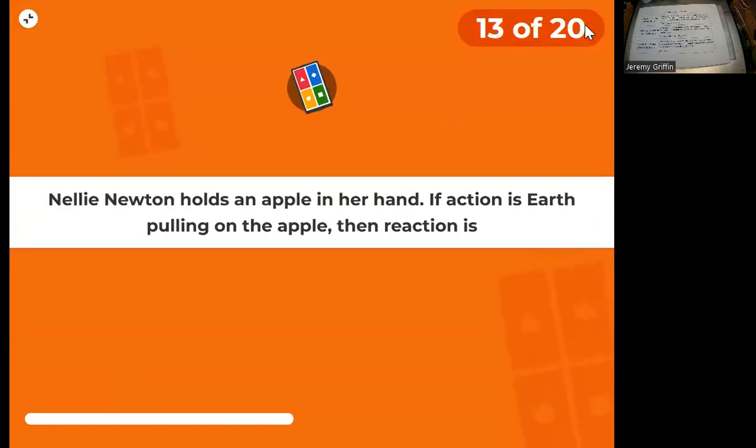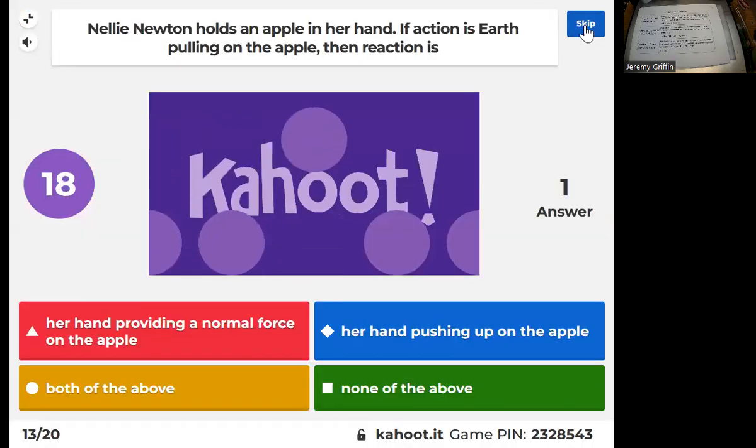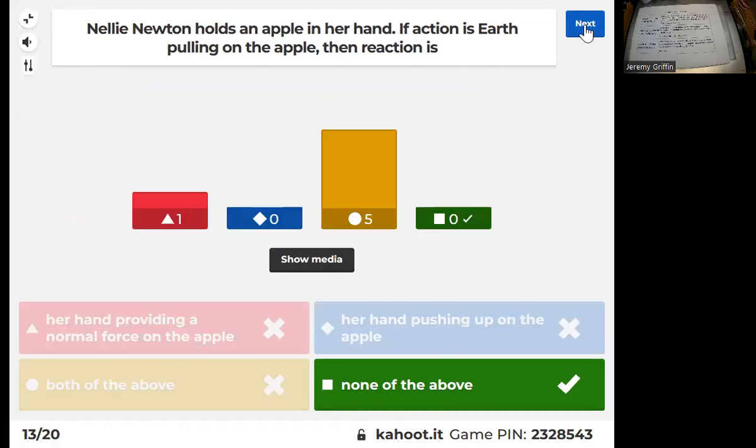Nellie Newton holds an apple in her hand. If the action is Earth pulling on the apple, what's the reaction? Oh yeah, I forgot, this is a tricky question. Wouldn't the reaction be the apple pulling up on the Earth? So the Earth pulls down on the apple, and the apple pulls up on the Earth. That just wasn't an option. Oops. All right, you guys get that?